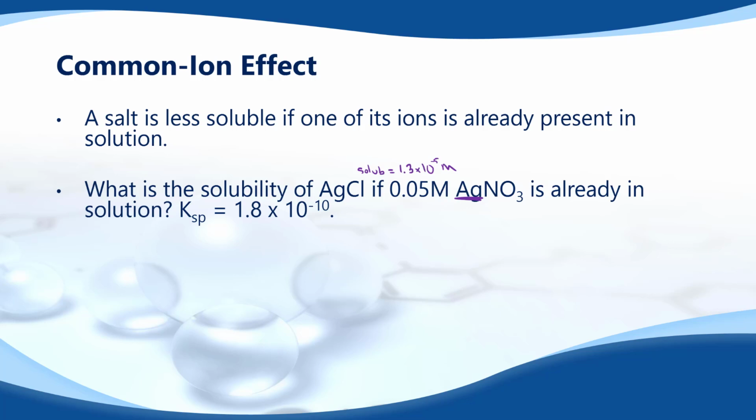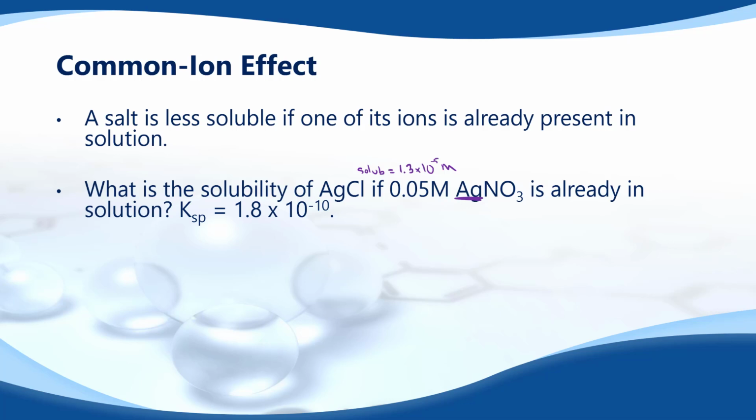Now here, I'm going to use one of our ice table shortcuts. Right? Look at the value of Ksp. See how ridiculously small this value is, compared to the concentration of silver we already have. So instead of doing out an ice table where I use 0.05 plus x, that plus x is so small it's not going to affect the 0.05, not even in the realm of sig figs. So I'm going to ignore the plus x.